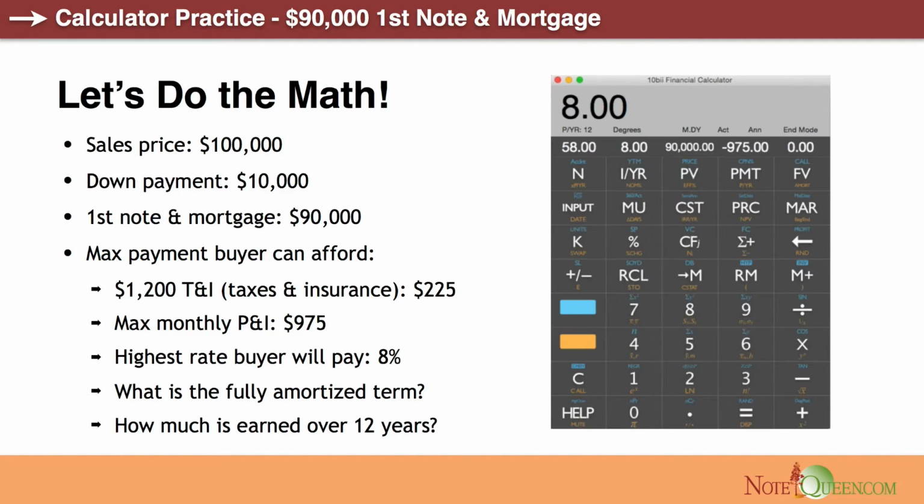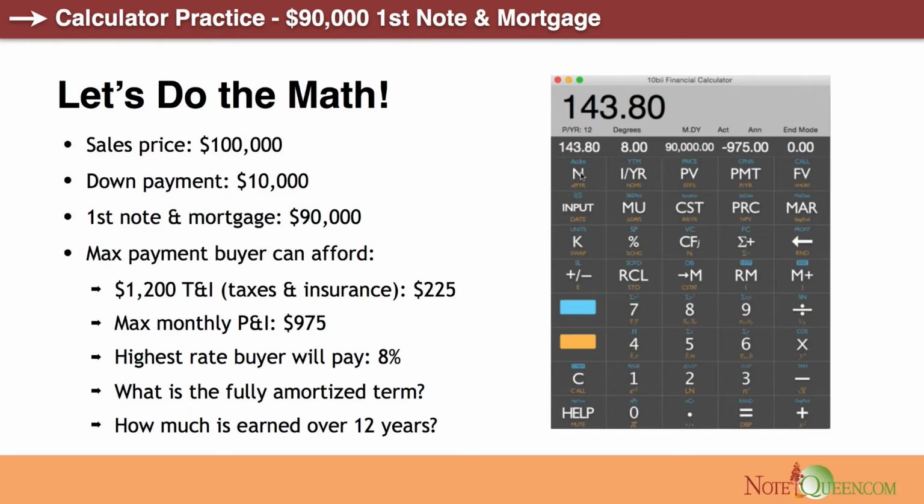And so here's the question. What is the fully amortized term? When we know any four of these, we can figure out the fifth one. So future value here is 0 because there's no balloon. It's going to be fully amortized. We know this is the max monthly payment. We know this is the loan amount or present value. We're plugging in 8% for the interest or yield. So now what we don't know is how many months does that turn out to be?